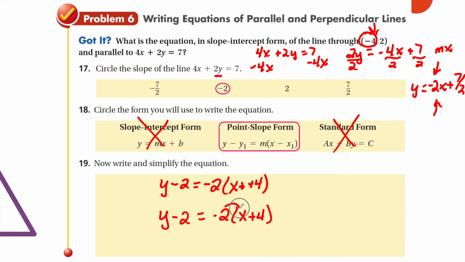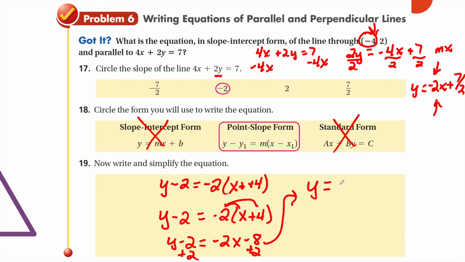So I'm just going to multiply everything by that negative 2. That will give you y minus 2 is going to equal negative 2x, and we're going to subtract the 8 because negative 2 times 4 gives you that negative 8. I will then add 2 to both sides. So now we are looking at y is going to equal negative 2x minus 6, because negative 8 plus 2 will give you that negative 6. And this is written in slope-intercept form, and this line will be parallel to 4x plus 2y.